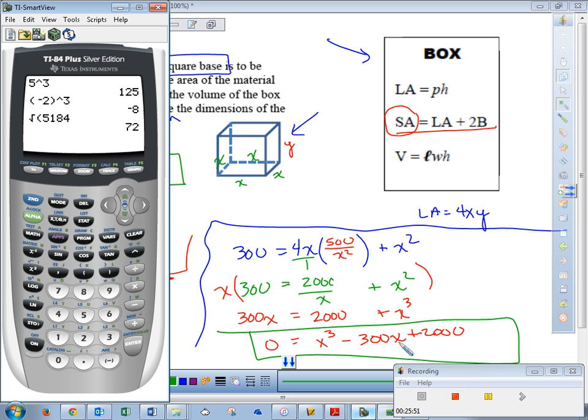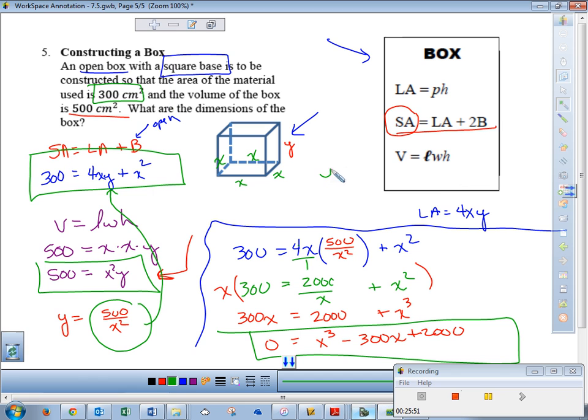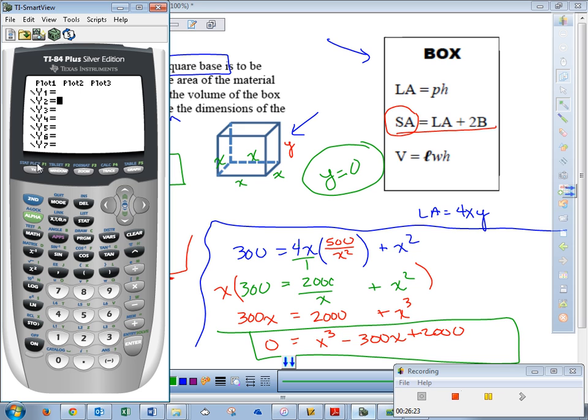Hint, starts with a G. Graph it. And when will it equal 0? When is y 0? Isn't this the y place right here? When is y 0 on a graph? If I asked you to graph y equals 0, wouldn't that be a horizontal line that goes through 0, which is called the x-axis, correct? So we want to see where this puppy crosses the x-axis at x to the third minus 300x plus 2,000.